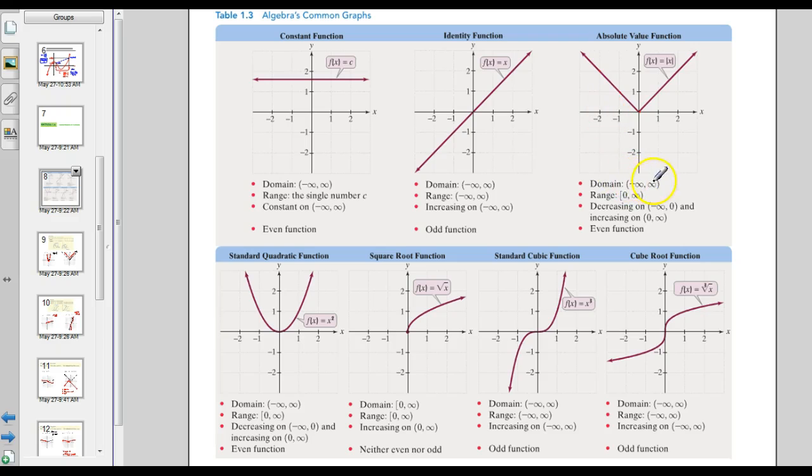So the domain is -infinity to infinity. The range is 0 to infinity. It decreases until it gets to 0, and then it starts increasing. All right, it's an even function because of that symmetry at the y-axis.